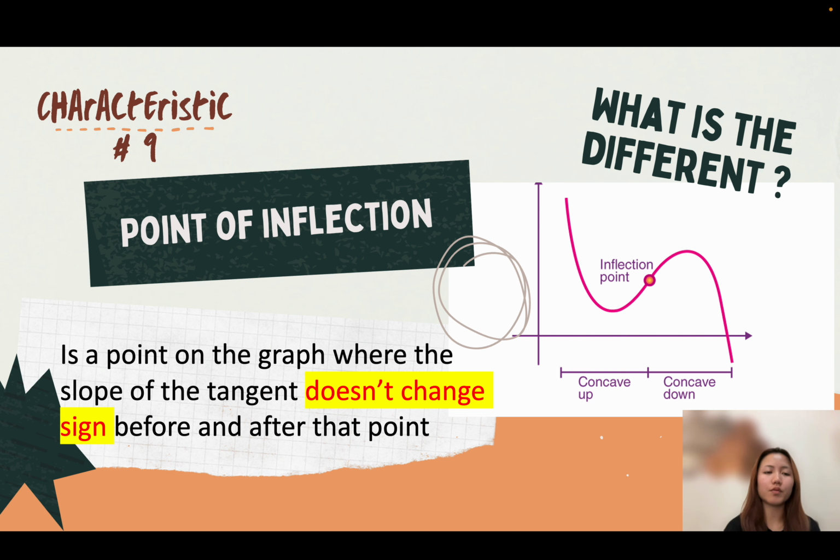And then 9, we are going to talk about point of inflection. What is a point of inflection? It's a point on the graph where the slope of the tangent doesn't change sign. So you can see the 3: stationary point, turning point, and point of inflection. A turning point means the sign changes. A point of inflection means it doesn't change sign.